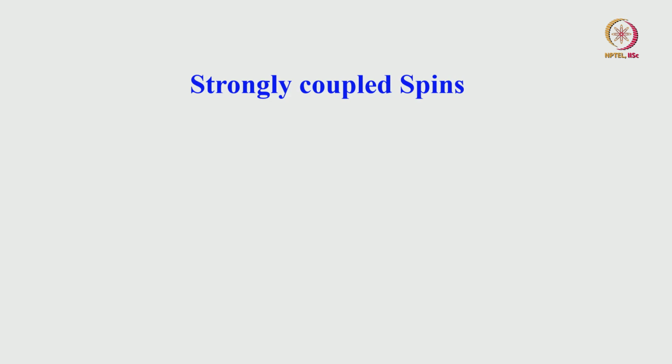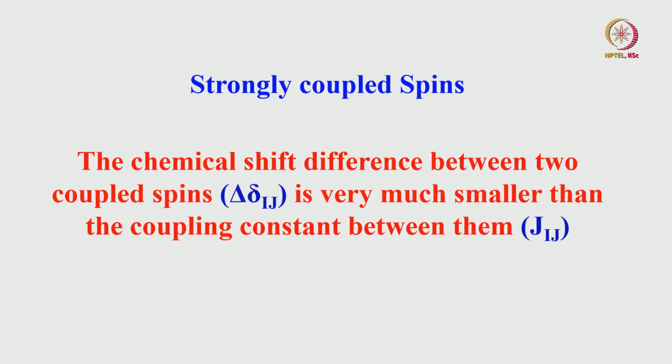Now, we will go to the example of strongly coupled spins. So far we discussed weakly coupled. Let us take the example of strongly coupled spins. I told you the definition already. The requirement for spins to be strongly coupled: the chemical shift difference between them must be very much smaller than the coupling constant between them, or at the most of the order of the coupling. That is the condition I put in. Then they are strongly coupled.